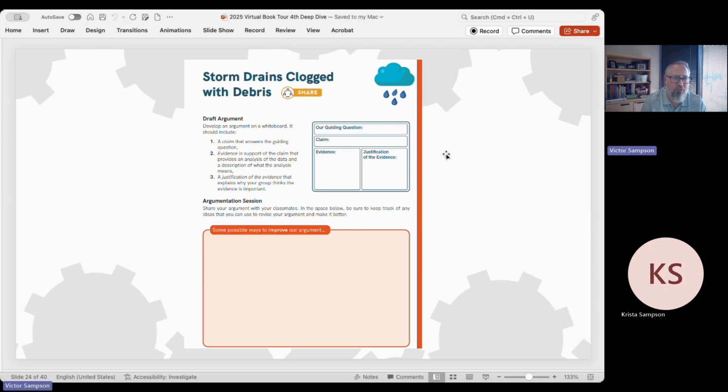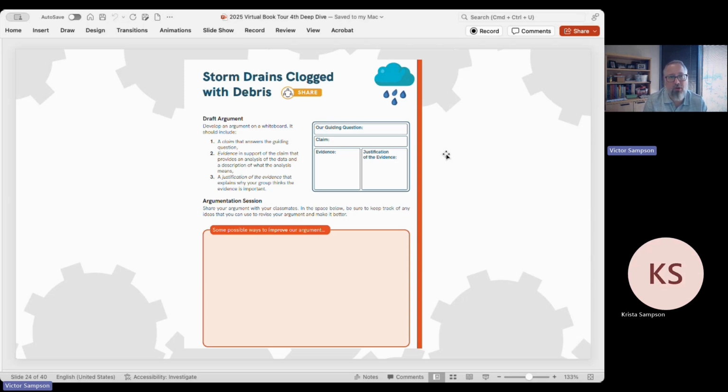And then we ask them to put four things on there. The question they're trying to answer, their claim, which is their answer to that, and the evidence in support of that, so the observations or measurements they collected and then made sense of. And then the justification, which is the ideas they were introduced to earlier that tell them why their evidence is important.